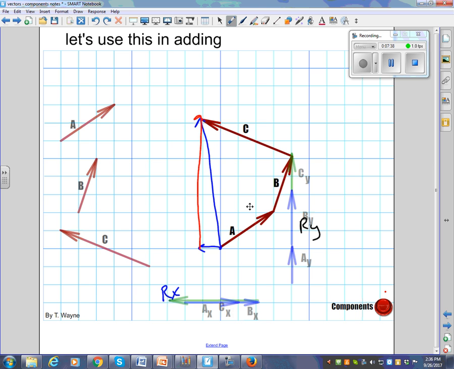What steps did we do? We found the x components, added them together. We found the y components, added them together, and then we took the Rx and the Ry and added them together and found our little r. You don't have this, but we can do this all mathematically, which is what I'm going to show you today. Okay, so do you see the steps, what we have to do?